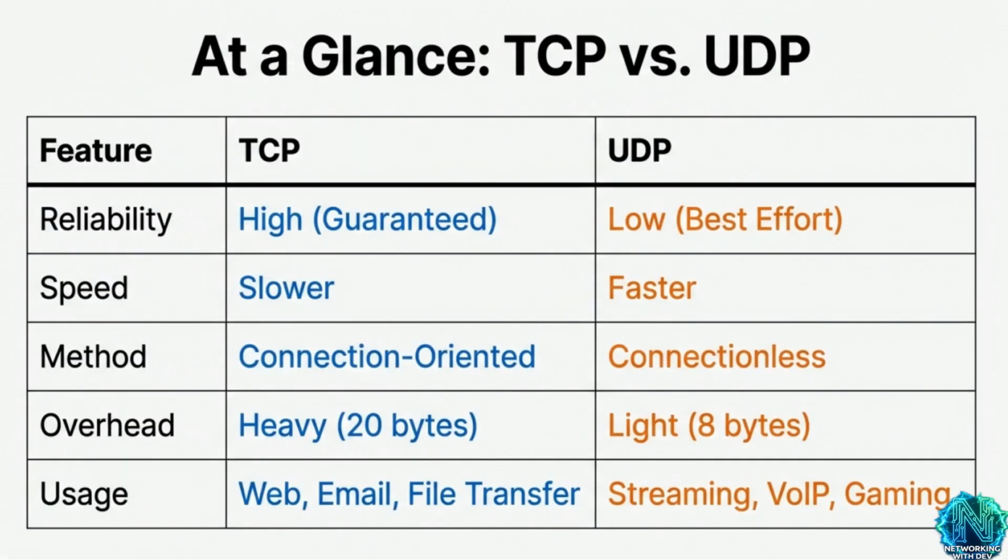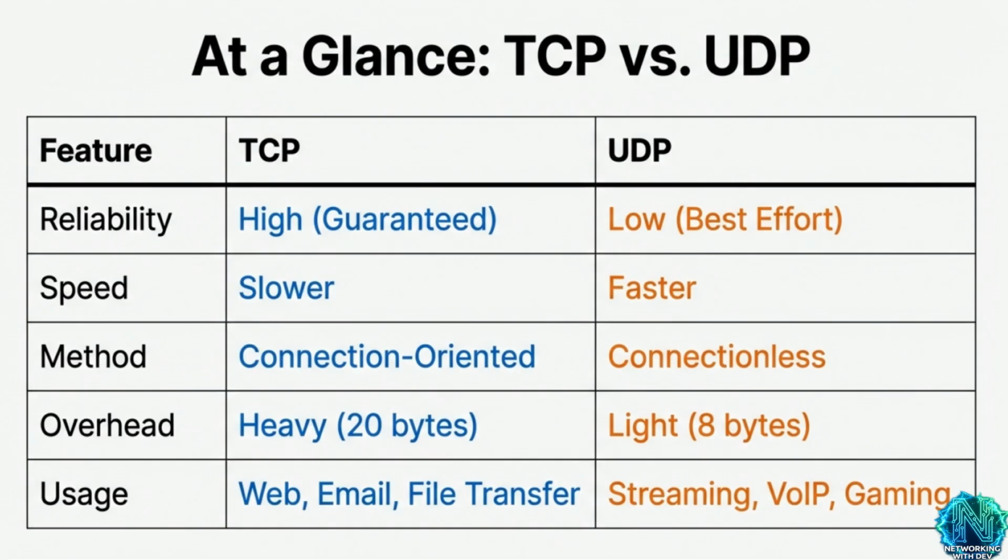To wrap everything up, let's look at this comparison. At a glance, TCP versus UDP. This matrix serves as your final roadmap for distinguishing between these 2 critical transport layer protocols. Reliability. TCP provides high, guaranteed delivery, whereas UDP offers low, best effort delivery. Speed. As we discussed with the accuracy versus agility scale, TCP is slower due to its overhead, while UDP is significantly faster.